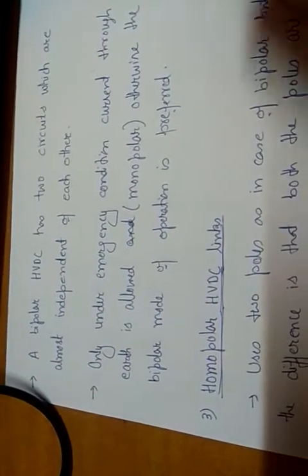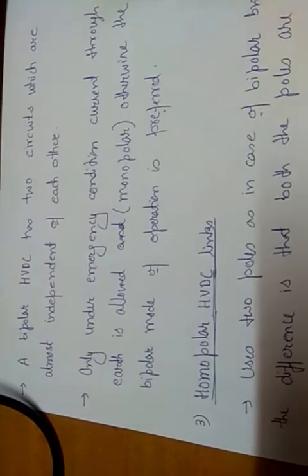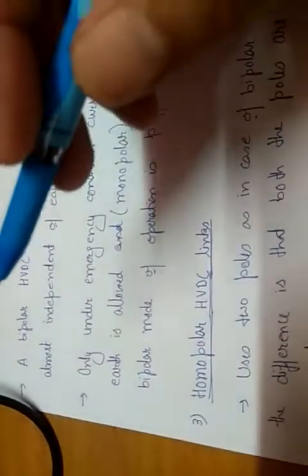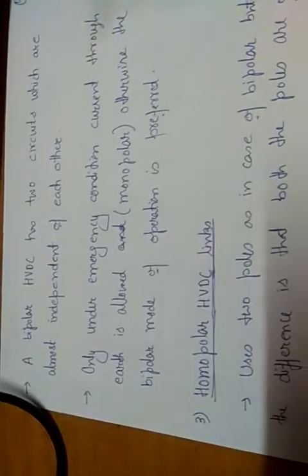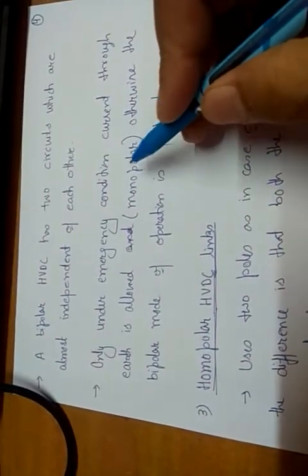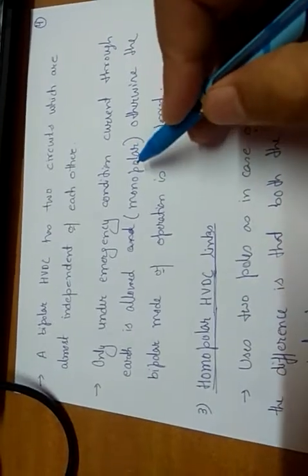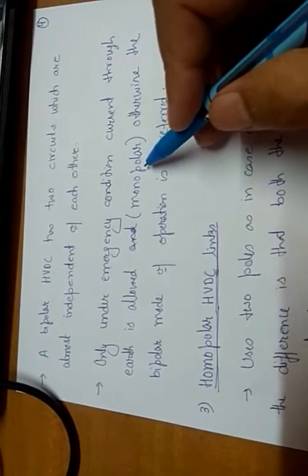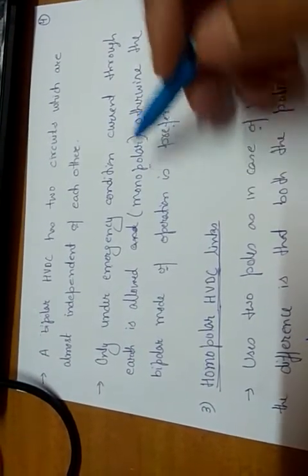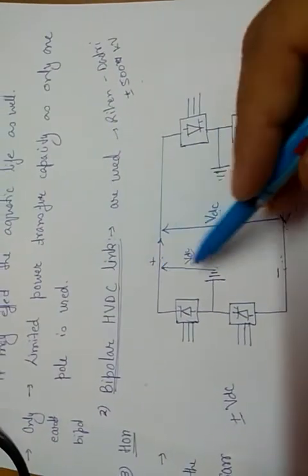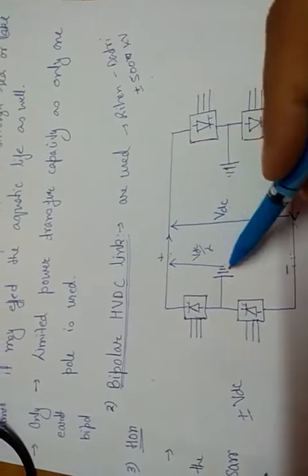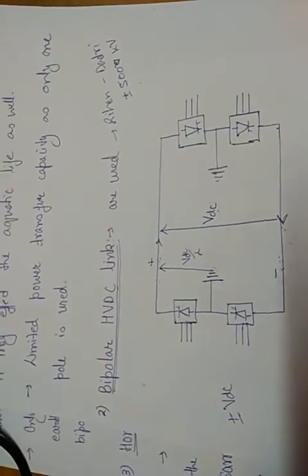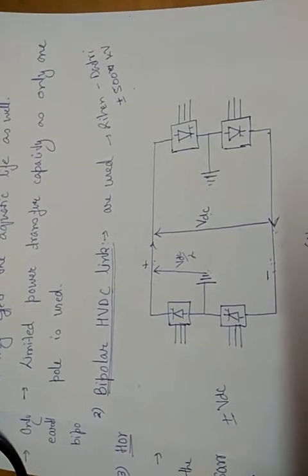When current flows through the ground, if I am taking out one of the conductors, in that case the return path is through ground. So in that case, the bipolar HVDC link will act like a monopolar HVDC link, but only under emergency condition. And half of the power is still transferred. That is why we say that since half of the power can still be transferred, this type of link, the bipolar HVDC link, is more reliable as compared to the monopolar HVDC link.